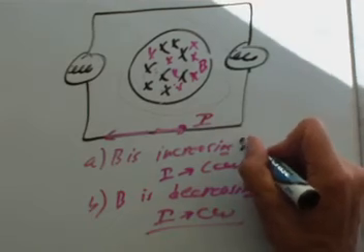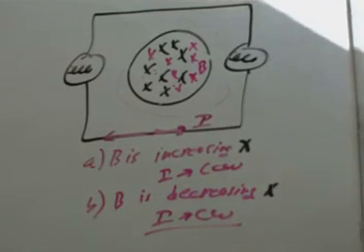Okay, so remember the magnetic field we're talking about are these X's like that here. B is increasing and decreasing. So that's sort of the way that would go.